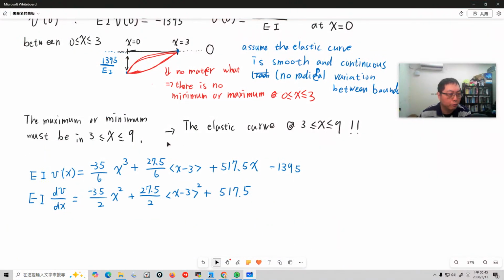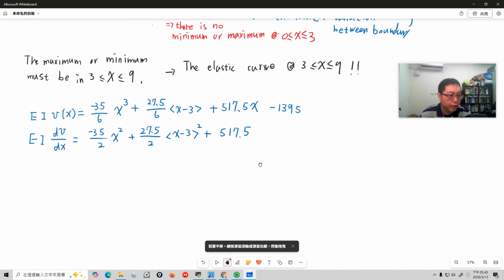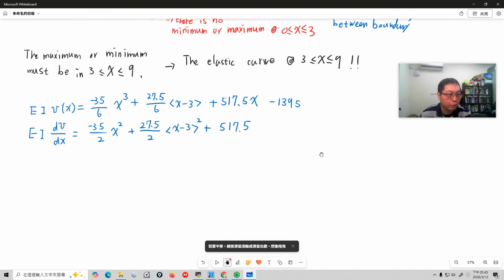So the minimum or maximum of the elastic curve for this problem must be for x between 3 and 9. We already solved the elastic curve function and the first derivative of the elastic curve function. Let's put, when x is between 3 and 9, what the function would be. Let me write this down.